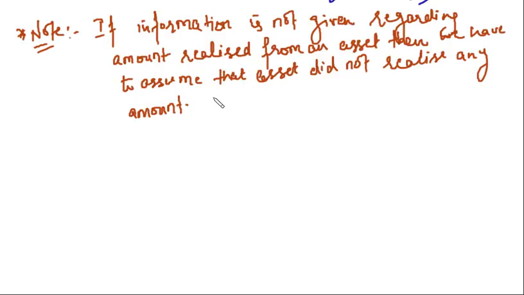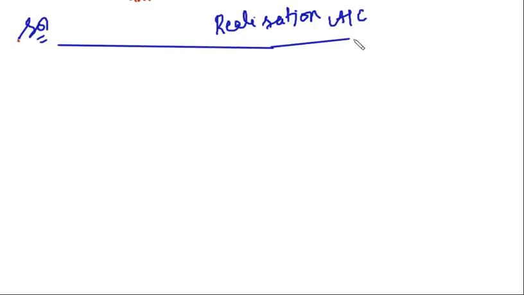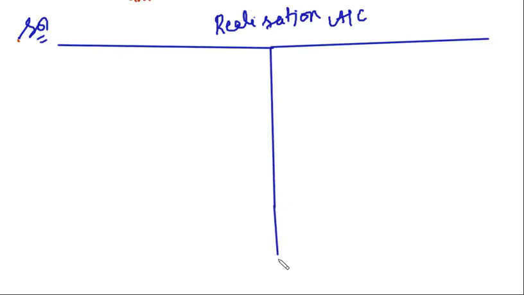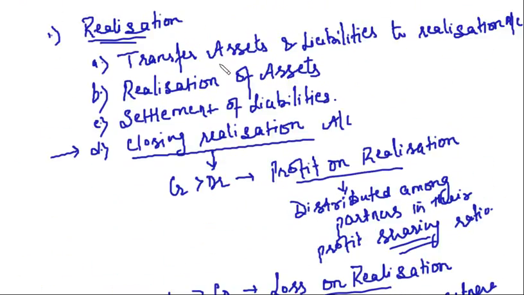Okay, please do remember this. Now, let us start with the problem. Let's start making the realization account. Let's prepare the realization account, right? Now, let's see. Please, friends, you make proper formats, okay? Now, what is the first step in realization? The first step is transfer assets and liabilities to realization subject to the conditions that we have discussed in the previous lectures. Please do not forget that.